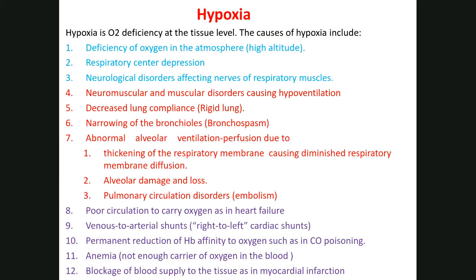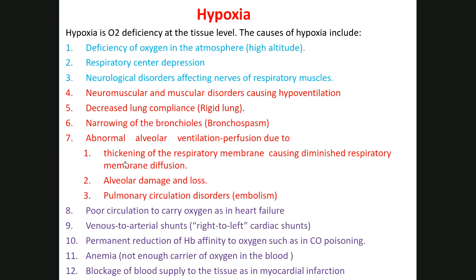Now, if the air in the environment is normal, the respiratory center is normal, the nerves, neuromuscular junctions and muscles are normal, the lung compliance is normal, the bronchioles are open, and the air is flowing into the lung, but we have a problem in the alveoli, which is thickening of the respiratory membrane due to inflammation. Then this will make oxygen exchange more difficult, and hypoxia will happen. If the alveoli are damaged, like what happens in emphysema, then this will also cause hypoxia.